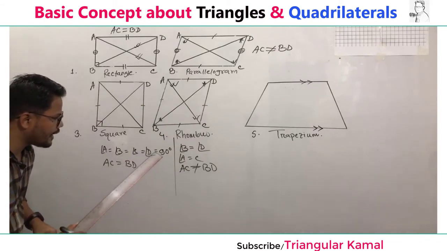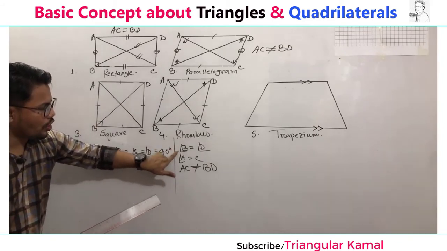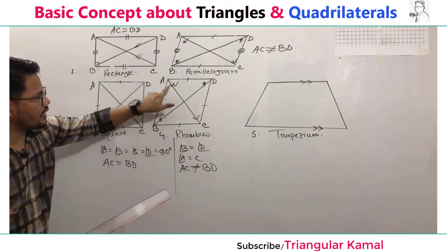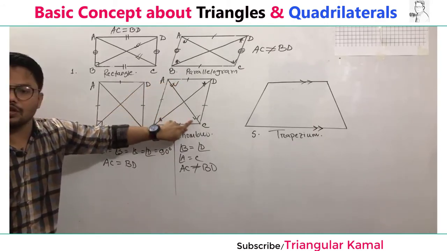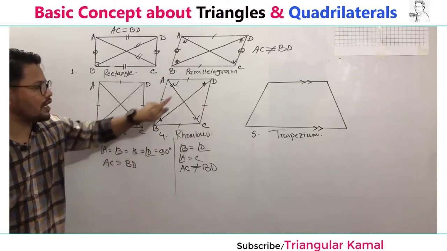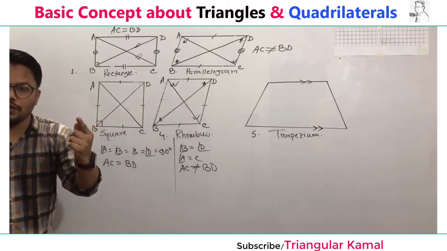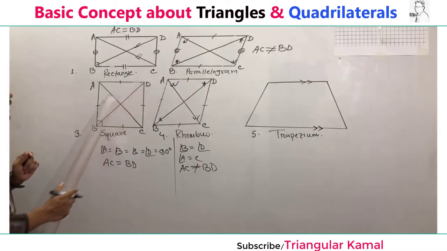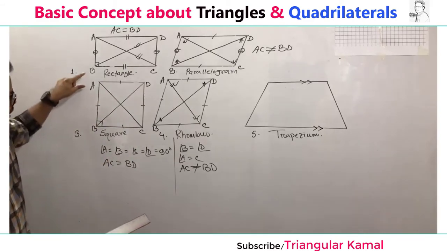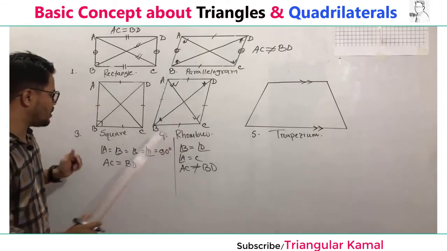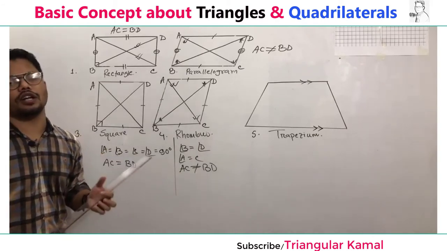In the square all angles will be 90 degree in measure. But in the rhombus the two opposite angles are the same. One angle is an obtuse angle: if A is obtuse, C must be obtuse; if B is an acute angle, D must be an acute angle, because the two opposite angles are the same. Here in the square the four angles are the same and each angle value will be 90 degree. Another difference between square and rhombus is that in the square the two diagonals are equal, here the diagonals are not equal.